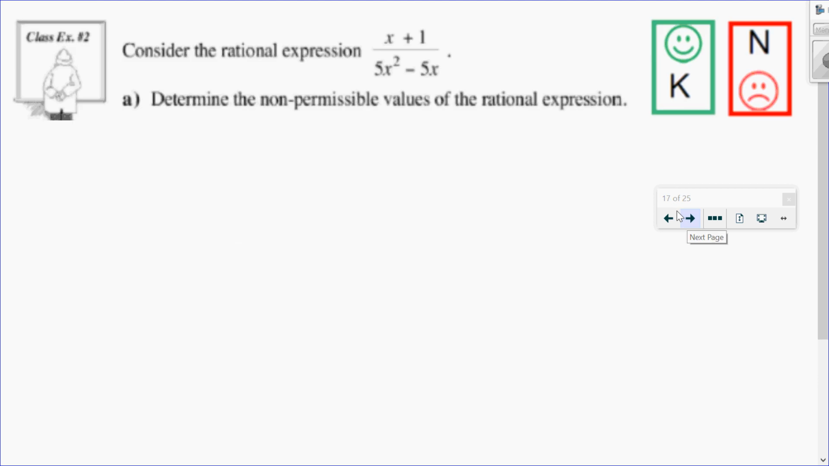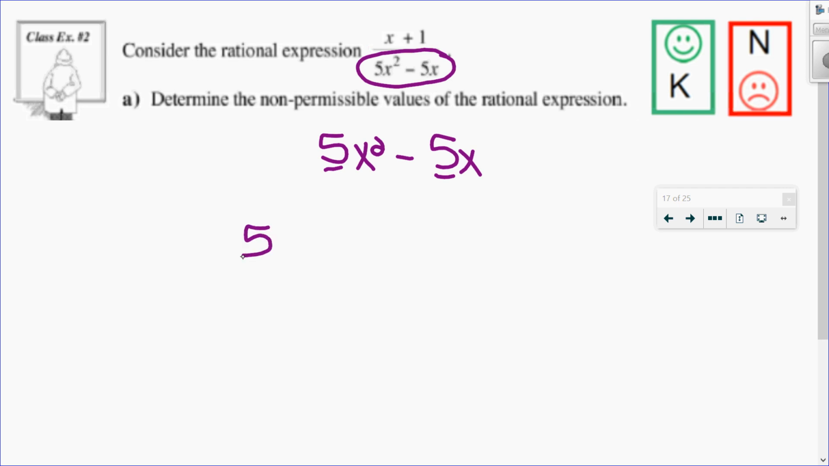Okay, so let's look at this one here. I want to determine the non-permissible values of the rational expression. Well, before I can do that, I'm going to take this and factor it. So I have 5x squared minus 5x. Now looking, I have a 5 and a 5, so my GCF for sure is 5.